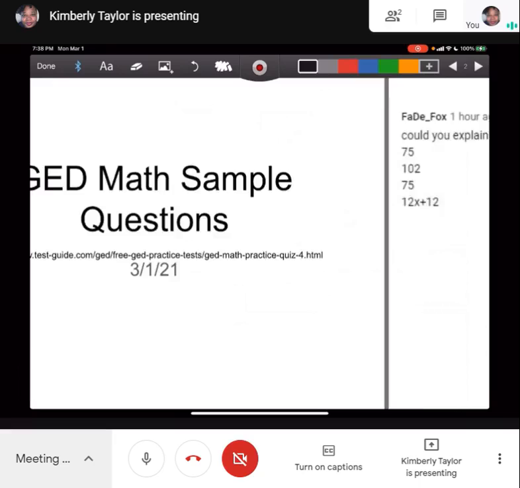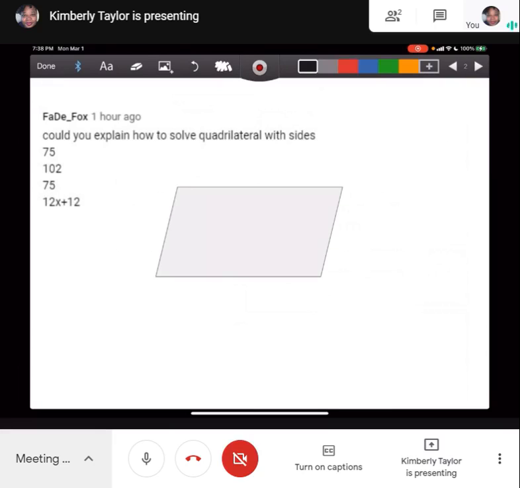For this first question, this came from my YouTube site, and a person is asking, could you explain how to solve a quadrilateral with sides 75, 102, 75, and 12x plus 12? Now, this is all the information that I received from the person, so I'm going to be assuming some things. The first thing I'm going to assume is that this quadrilateral is a parallelogram.